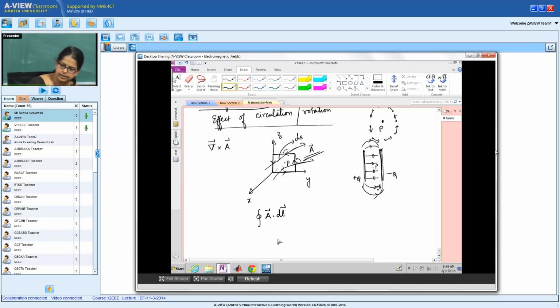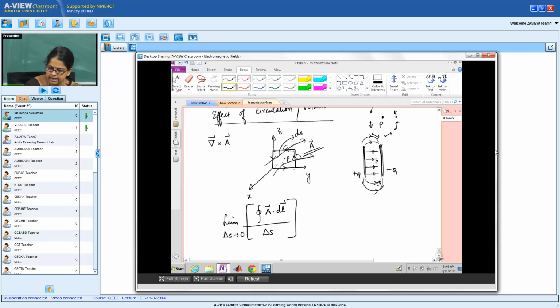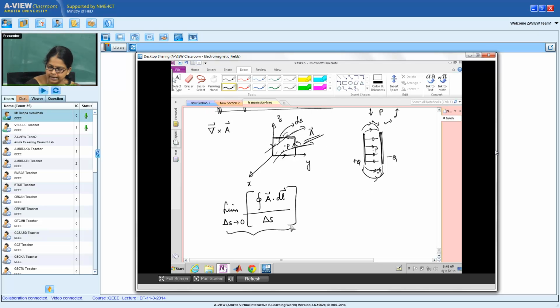right, for this entire surface and then calculate that per unit surface area. Do the contour integral per unit surface area. Now put the limit that delta S tends to 0. That gives you the magnitude of curl.